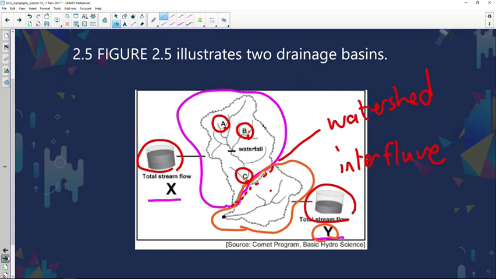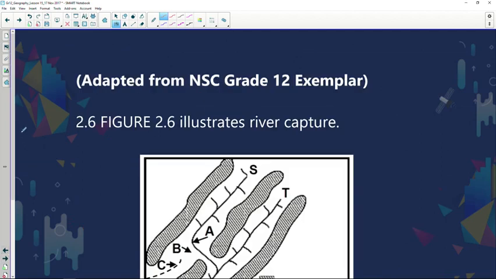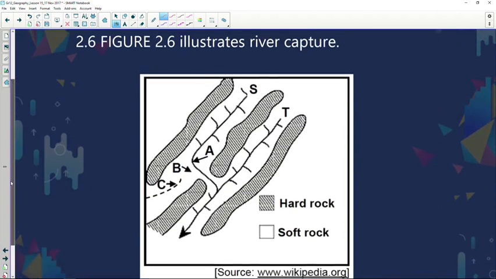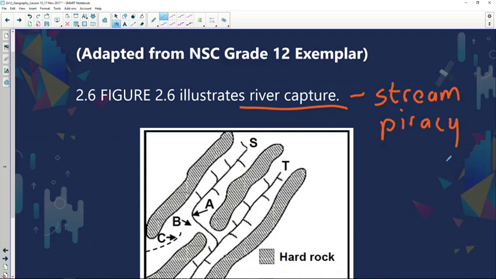Our next question, let's quickly go and have a look at our next question. 2.6 illustrates river capture. Now before we're going to continue with river capture, I prefer the term stream piracy. Now what do we know about piracy? Pirate stealing from someone else. Okay, so river capture is when one river steals water from another river.